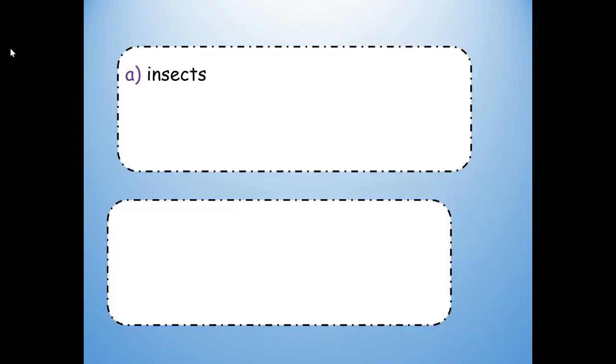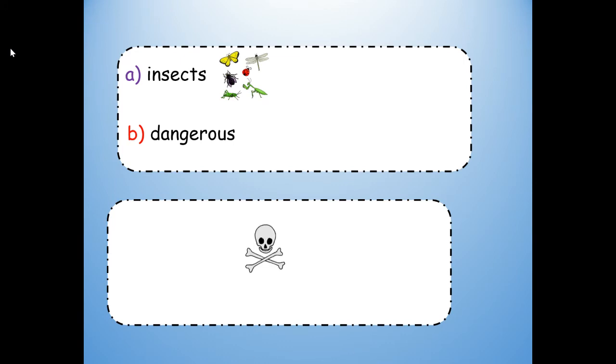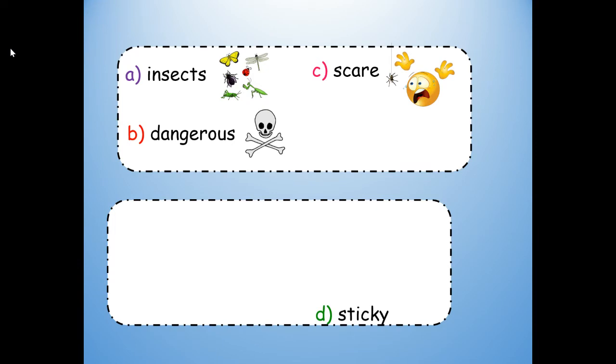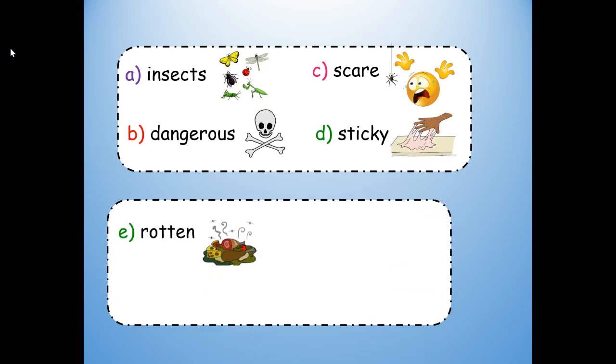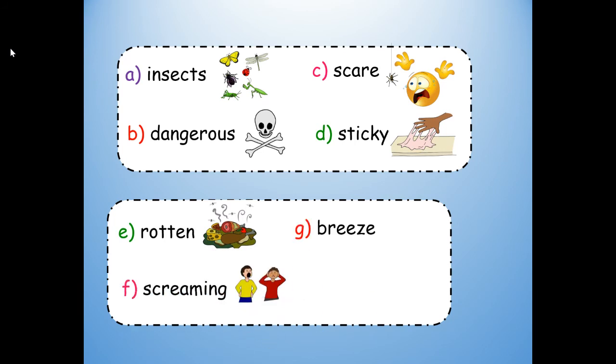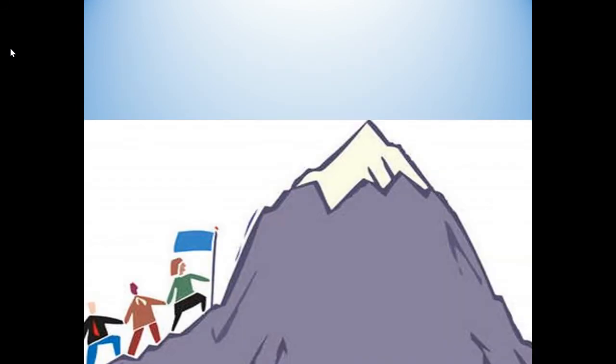Let's review our words. You do not need to write them now. A is insects. B, dangerous. Say it after me. C, scare. D, sticky. E, rotten. F, screaming. G, breeze. H, judge. So those are our choices.